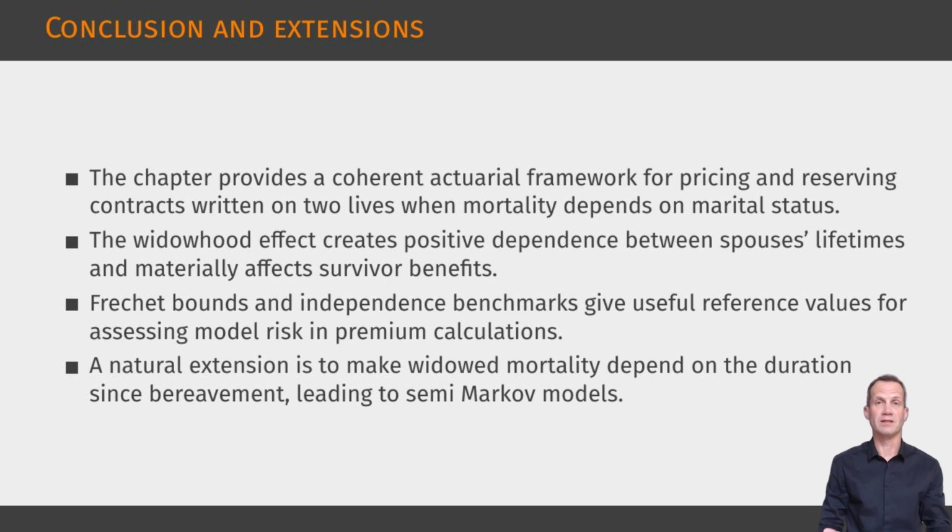The widowhood effect is the central modeling feature. It modifies individual survival laws, generates positive dependence between the remaining lifetimes of the spouses, and changes the sign and size of the difference between Markov premiums and independence premiums. The chapter also shows how Frechet bounds and independence benchmarks can be used together. Frechet bounds describe the range of possible values when only marginal probabilities are fixed, while the independence value gives a convenient but potentially misleading reference point. The numerical illustrations confirm that the choice of dependence model can have a material effect, especially for survivor benefits.